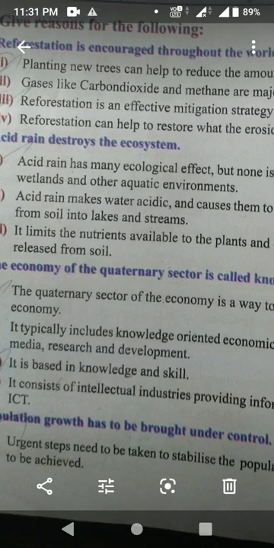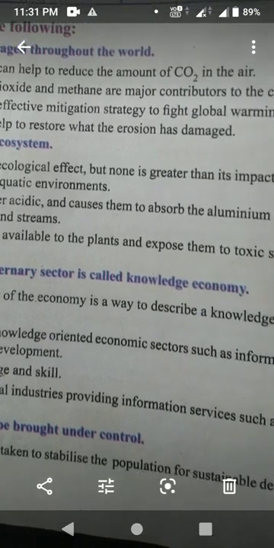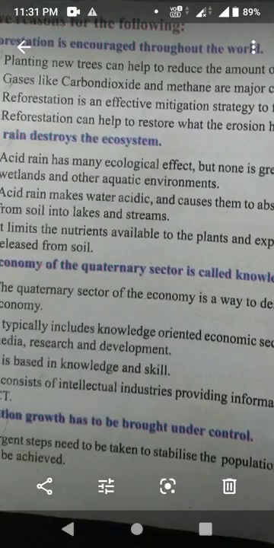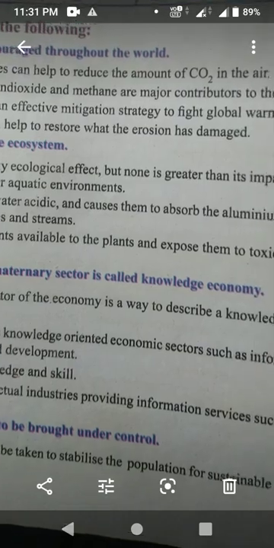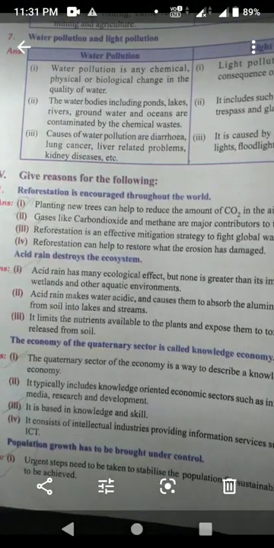Afforestation, that is a spelling mistake, okay, not deforestation. Afforestation is an effective mitigation strategy to fight global warming. Next, afforestation can help to restore what erosion has damaged. Next one, second one: acid rain destroys the ecosystem.